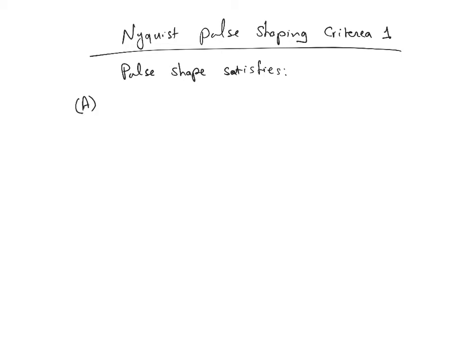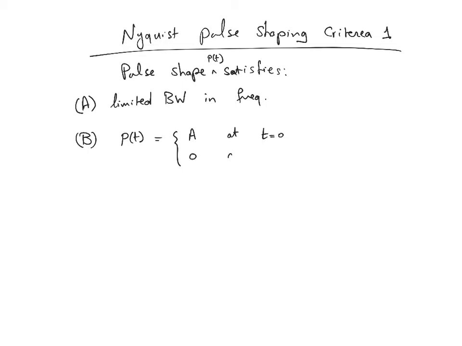The first condition is that it has limited bandwidth in frequency, and the second thing is that your pulse shape P of t is equal to some value at t equals 0, and it's equal to 0 at t equals plus or minus n Tb.